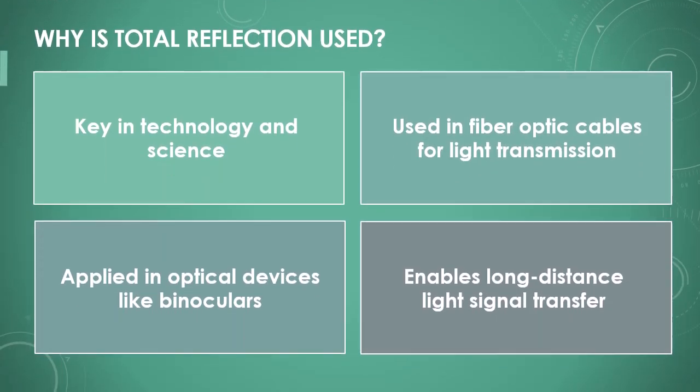Total reflection has many practical applications in technology and science. Fiber optic cables use this principle to transmit light signals over long distances. It is also deliberately used in optical devices like binoculars.